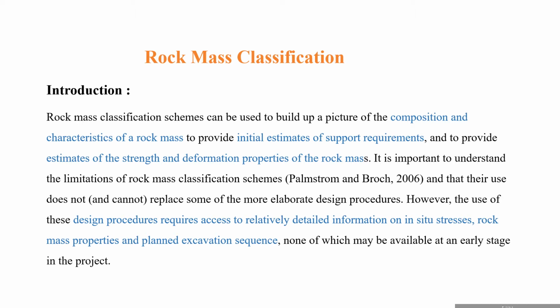Introduction to Rahman's classification. Rahman's classification schemes are used to build a picture of the composition and characteristics of the rock mass, to provide initial estimates of support requirements, and to provide estimates of the strength and deformation properties of the rock mass. However, the design procedure also requires access to relatively detailed information on in-situ stresses, rock mass properties, and the planned excavation sequence.